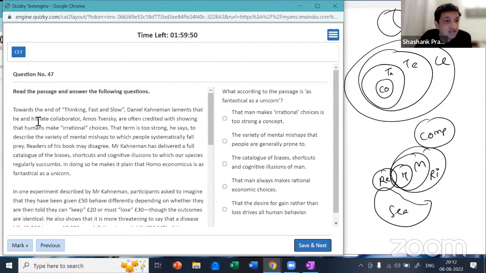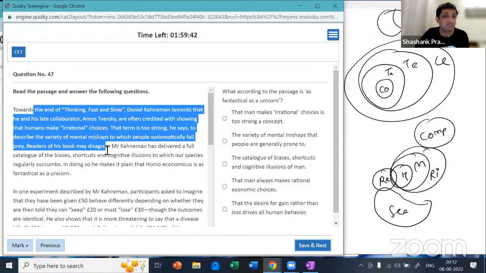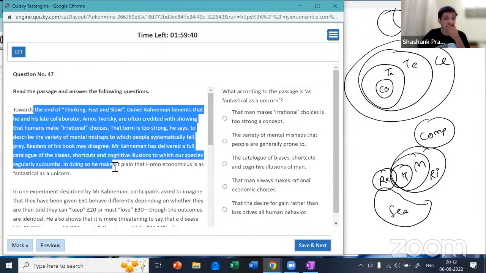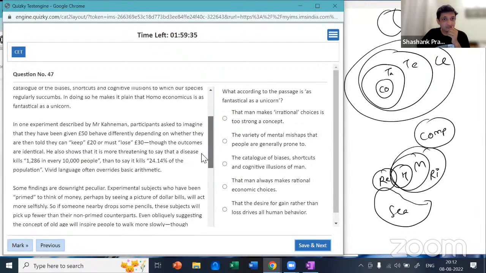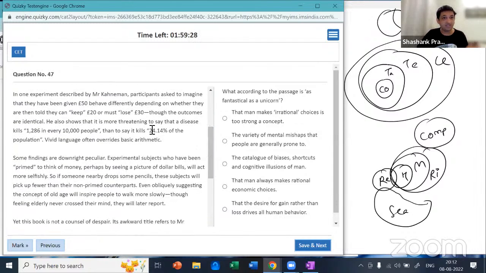I think I've read this one. As in the book, collaborator Tversky, credited showing irrational choices. The term is too strong to describe the variety of mental mishaps to which people systematically fall prey. Delivered a full catalog of biases, shortcuts, cognitive illusions, to which one regularly succumbs. Homo economicus is as fantastic. Homo economicus is not the correct one. Ask people to imagine that they are given 50 pounds, whether they are told that they can keep 20 or must lose 30. So the outcomes are identical. They behave differently: some people will say keep 20, some people will say lose it.